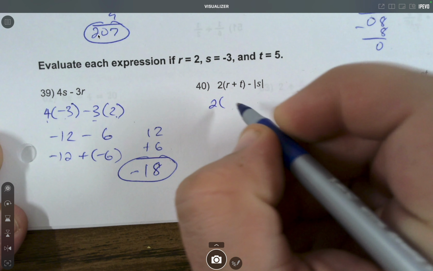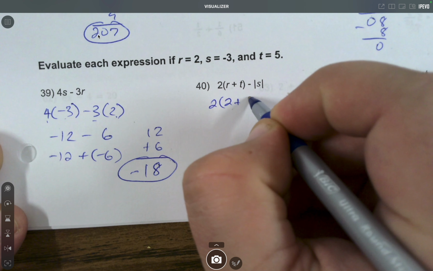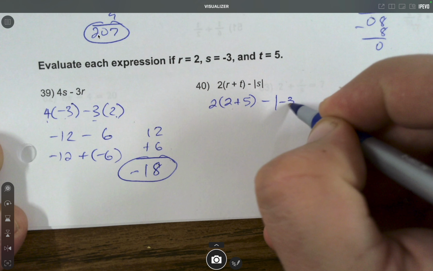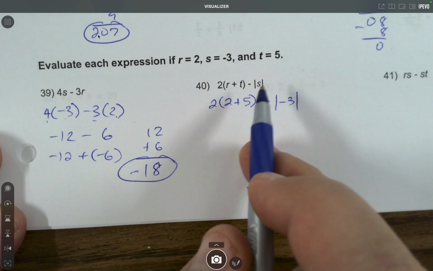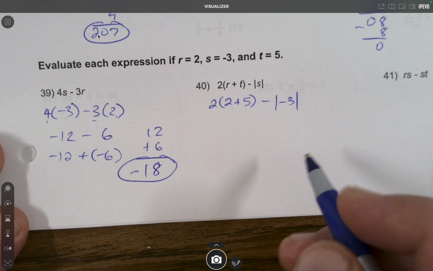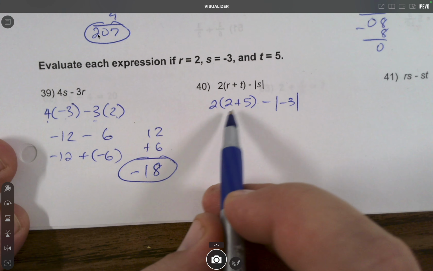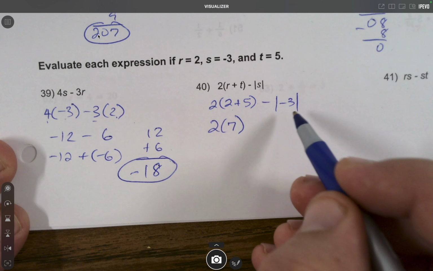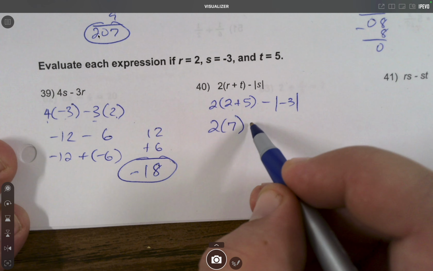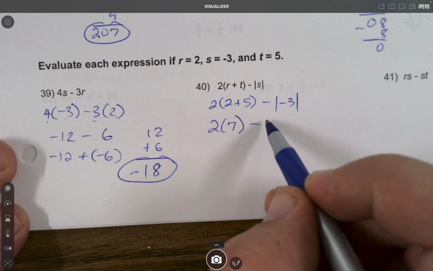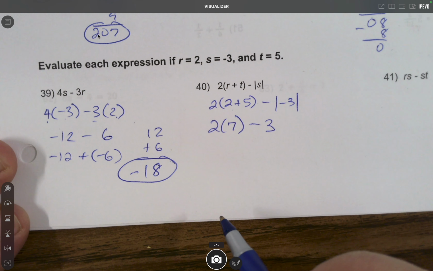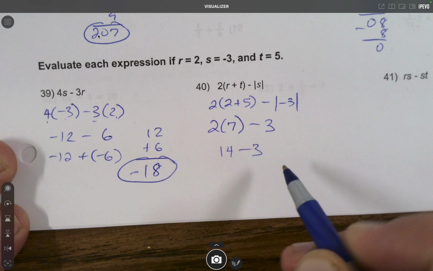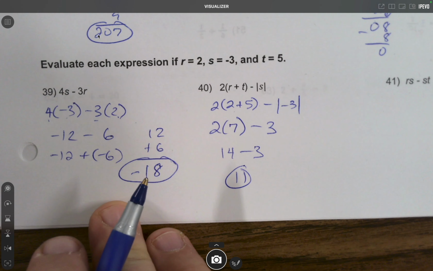Okay, on this one we plug in 2 for R, 5 for T. They say do the absolute value of S, and S is negative 3. So let's follow the order of operations. 2 plus 5 is 7. And you treat the absolute value just like parentheses. So we'll go ahead and take care of that. The absolute value of negative 3 is positive 3. We do multiplication next. 2 times 7 is 14. 14 minus 3 is 11.